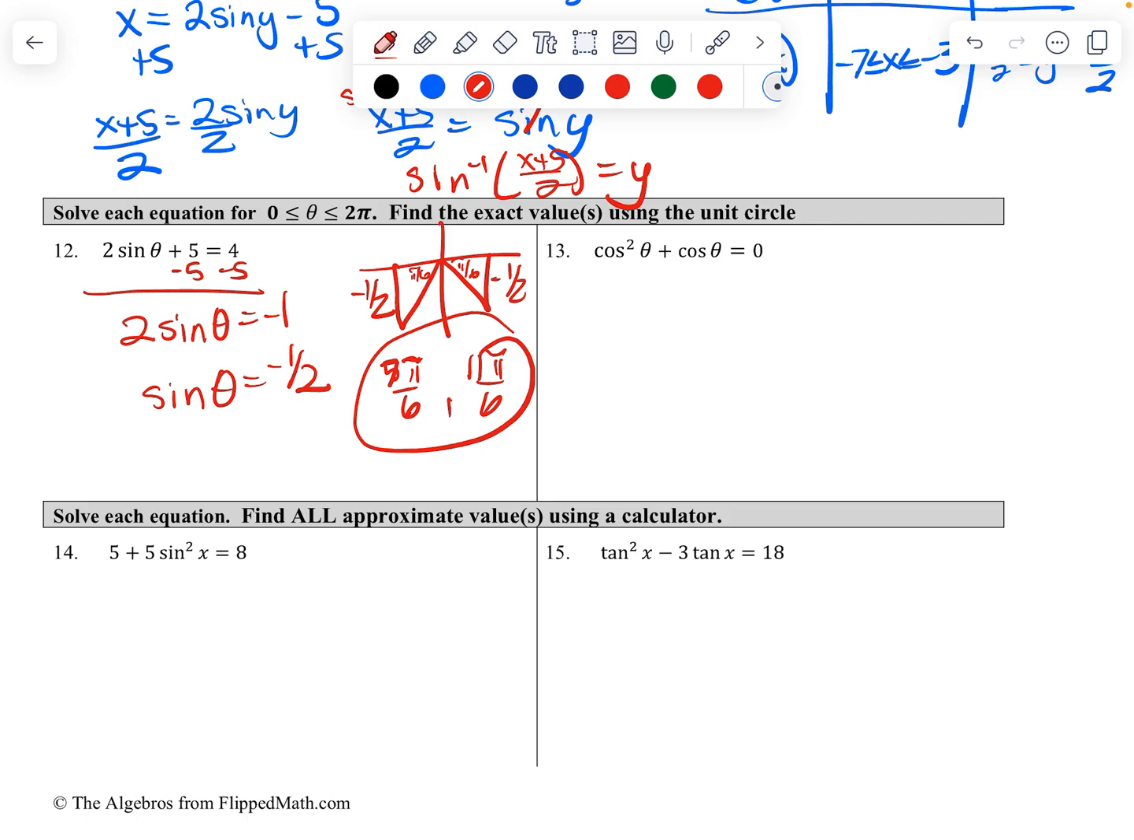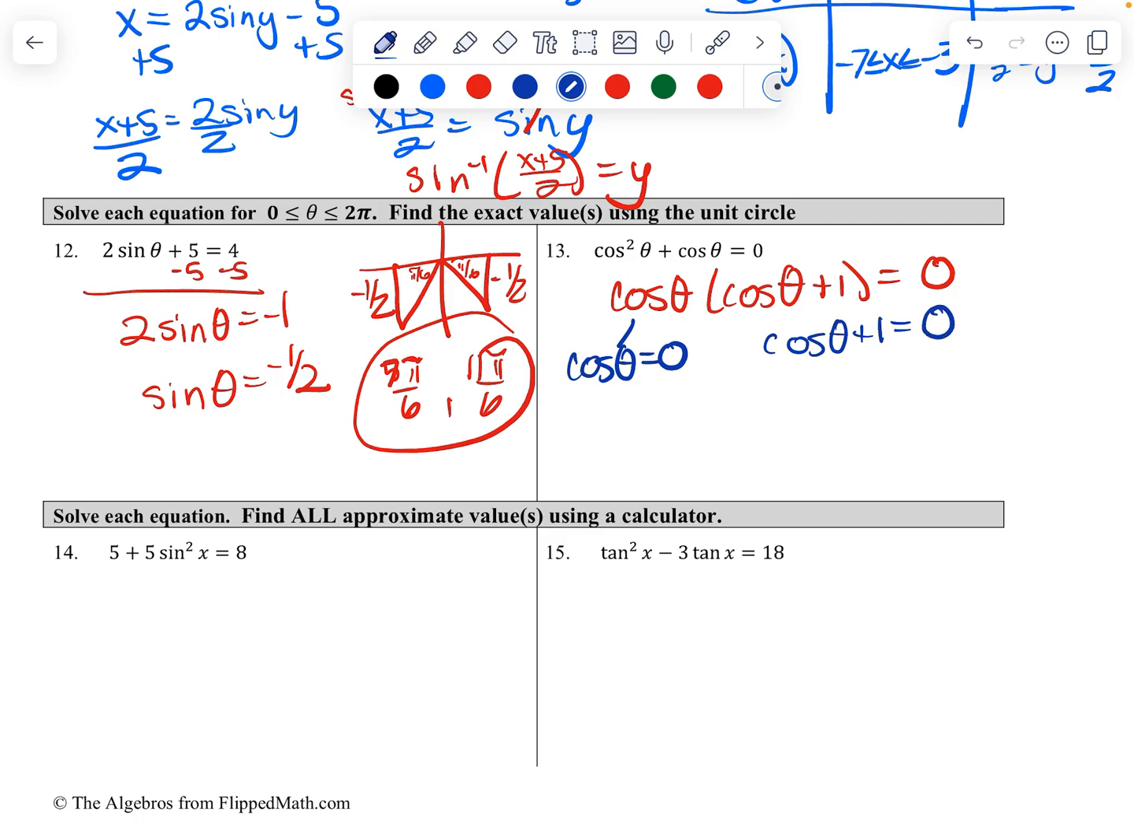Now, we can factor this next one. I can take out a cosine of theta. So this is the cosine of theta plus 1 equals 0. So for this to be true, either the cosine of theta equals 0 or the cosine of theta plus 1 equals 0. So where does our cosine equal 0? Well, that's pi over 2 and 3 pi over 2. And where does our cosine of theta equal negative 1? Well, that's our x value right over here at pi.